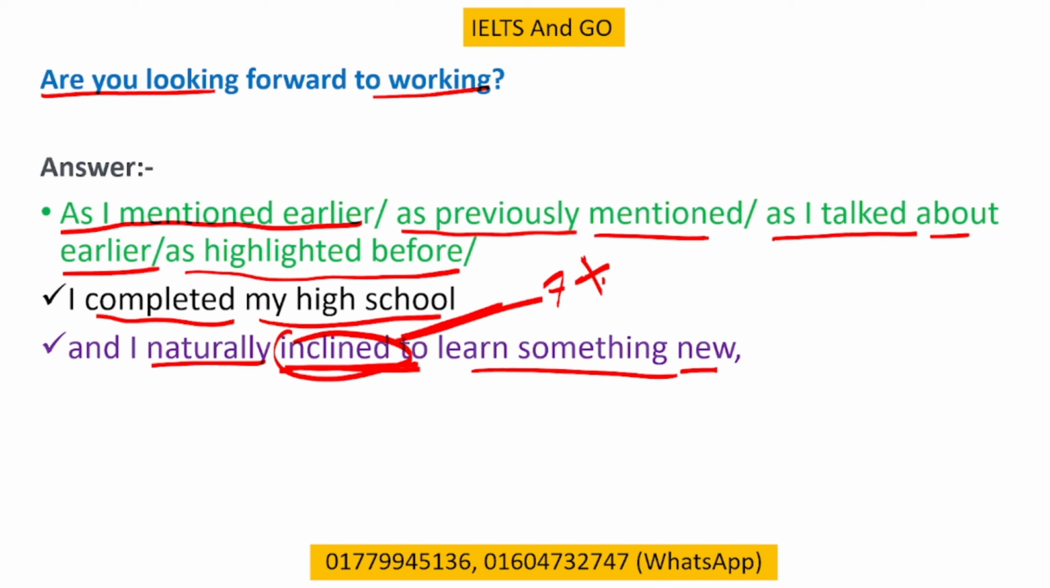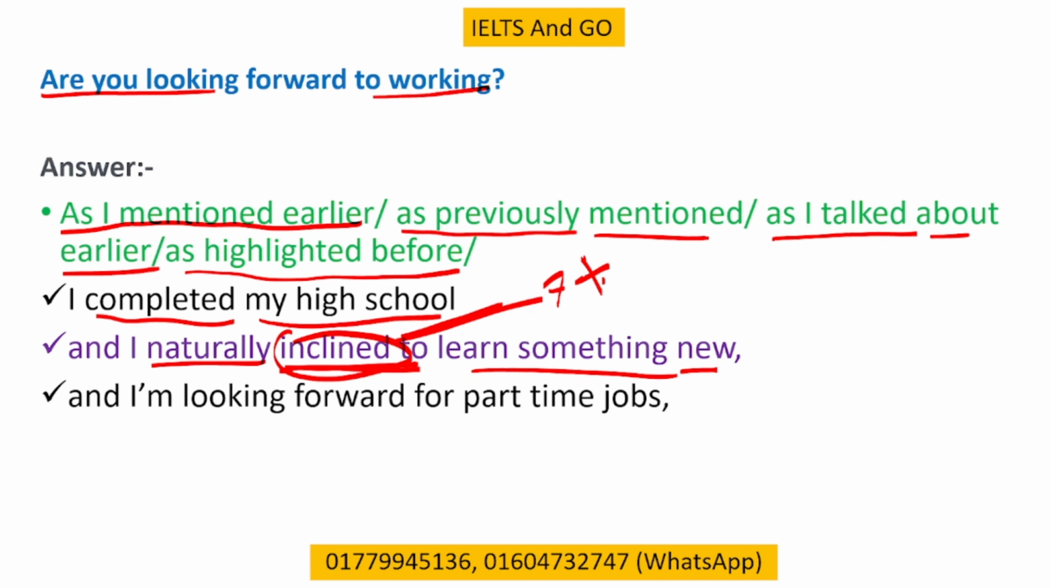ওকে, আমি নতুন কিছু শিখতে আগ্রহী। এরপরে আপনি বলবেন এই যে "looking forward to" যখন আসবে তখন "looking forward to"র পর আপনি অবশ্যই ইউ মাস্ট ইউজ verb 1 plus ing. This is a very important grammar. You should know. Looking forward to. ঠিক আছে? I'm looking forward for part-time jobs. ঠিক আছে? মানে আমি part-time job খুঁজছি। আমি part-time জবে আগ্রহী। Part-time jobs. I'm looking forward for part-time jobs.